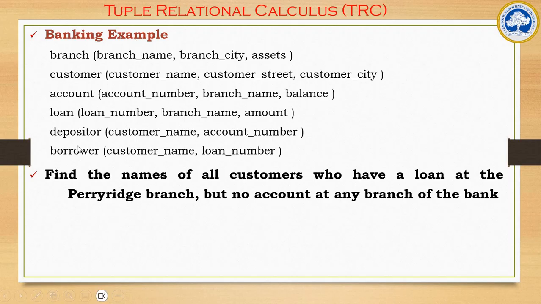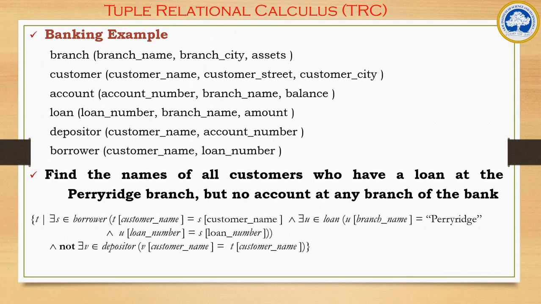What we achieved in the previous slide, only one condition is added here: no account at any branch of the bank. So we take the depositor table's help here, and simply mention the not condition. They do not belong to the depositor, where the customer name equals customer. All the customers we are taking here, but some of the customers may be depositors too, so we use the not condition. This is the way we write the query for the tuple relational calculus.